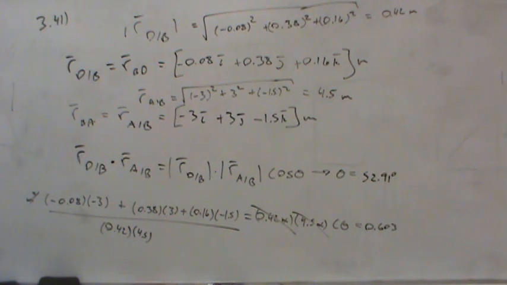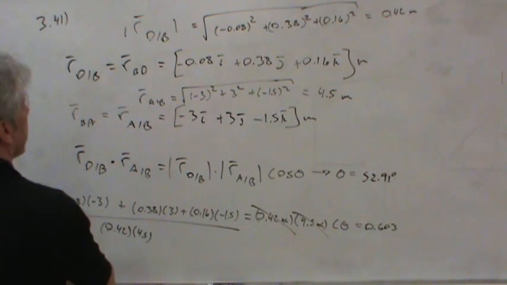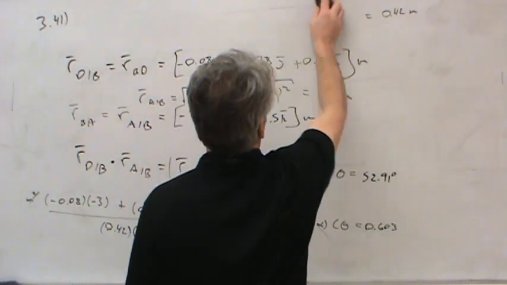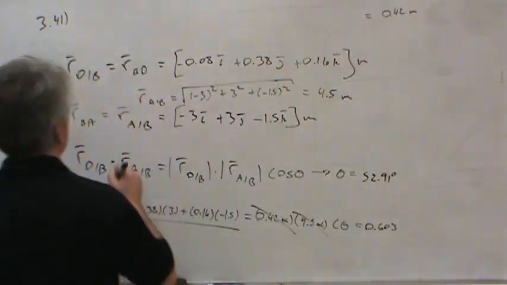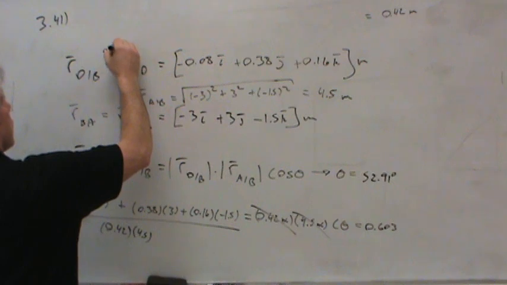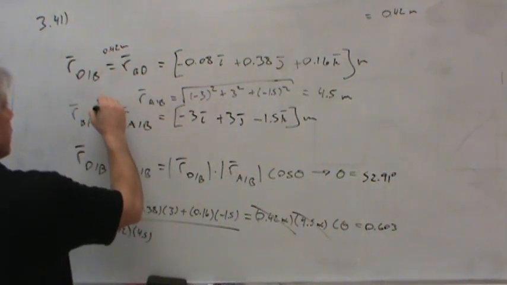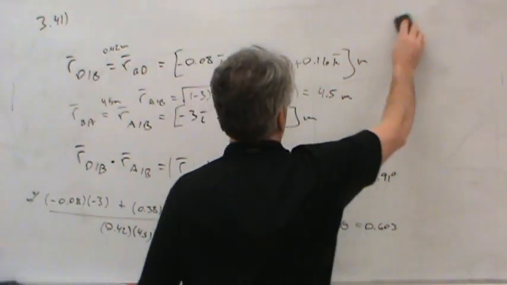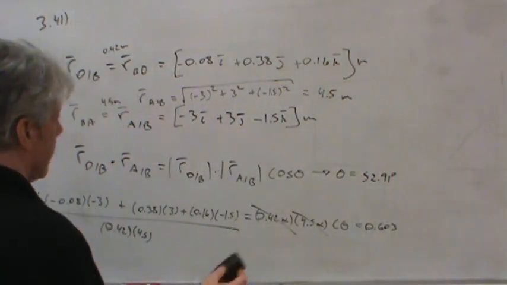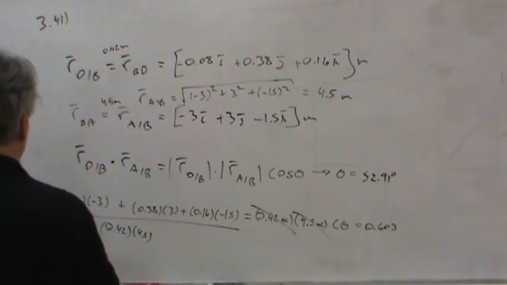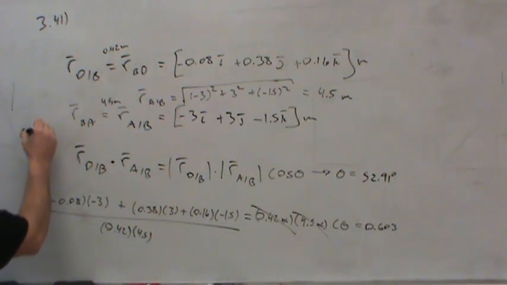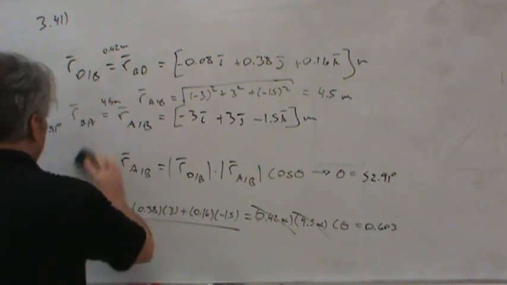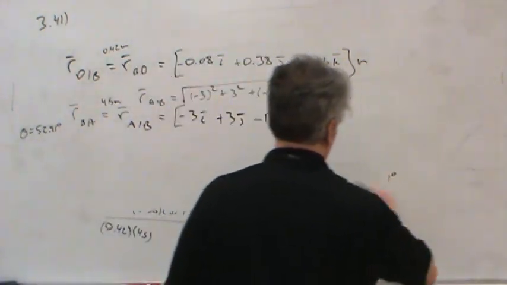I think we could. Let me do something. Let me erase this magnitude. We may need the magnitude later, so let me just make a note. 0.42 meters, so I don't forget. And then over here, 4.5 meters. And let's see, we got the angle between the two. Let's make a note of that. Theta is 52.91 degrees. And we'll get some space so that we can do a little more work.